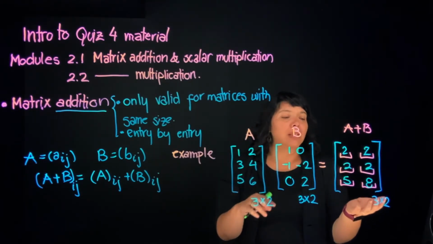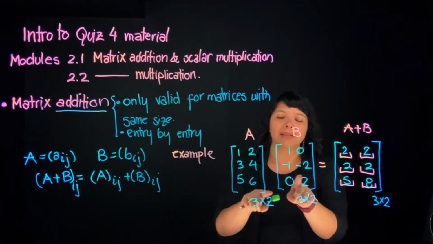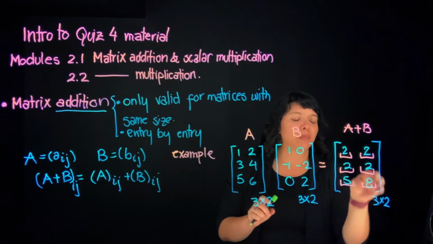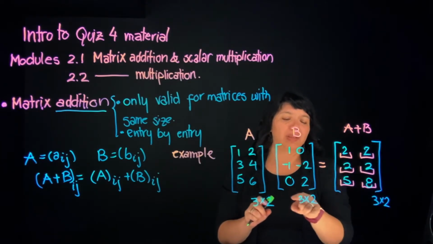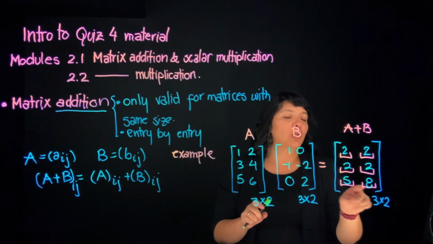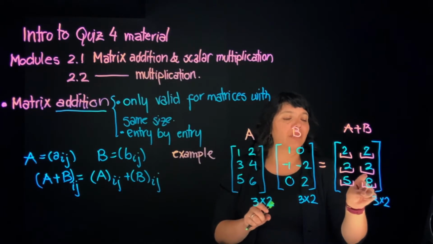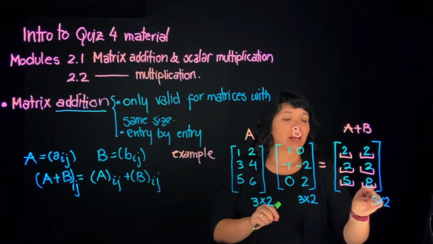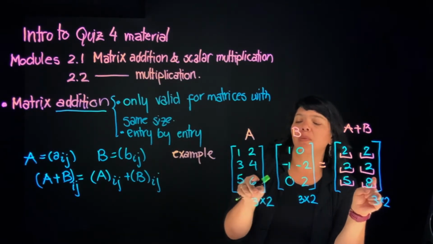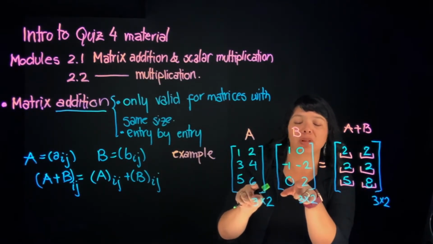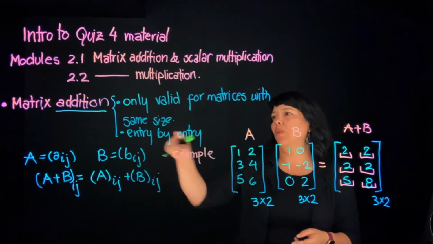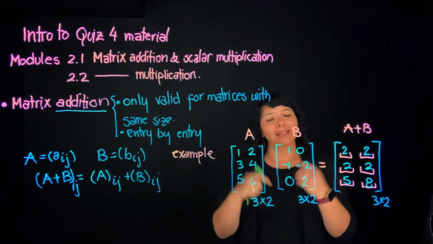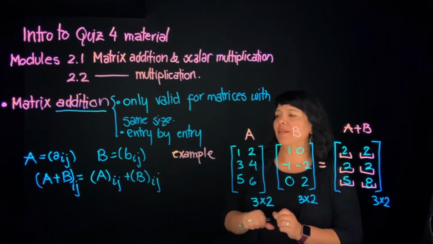And then you see why we require these sizes to be the same, right? My resultant matrix A plus B is going to have the same size, and for you to have an entry in the ij position, it has to come from the corresponding ij positions there. So that's why we have this requirement of the same size. So nice and easy, this is how we do matrix addition.